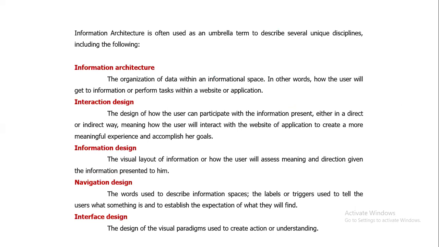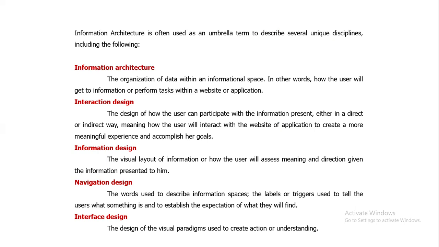Information architecture is often used as an umbrella term to describe several unique disciplines, including the following. The first one is information architecture: the organization of data within an informational space. In other words, how the user will get to information or perform a task within a website or application.